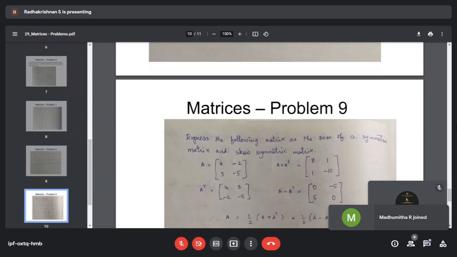A equal to half of (A plus A transpose) plus half of (A minus A transpose). So the first one will be a symmetric matrix and the second one will be a skew-symmetric matrix. If you expand this equation, A transpose will get cancelled because there is half A transpose here and minus half A transpose there. Here it is half A plus half A, so it will become A. So this is an important equation: A equal to half of (A plus A transpose) plus half of (A minus A transpose). This will be a symmetric matrix and this will be a skew-symmetric matrix.